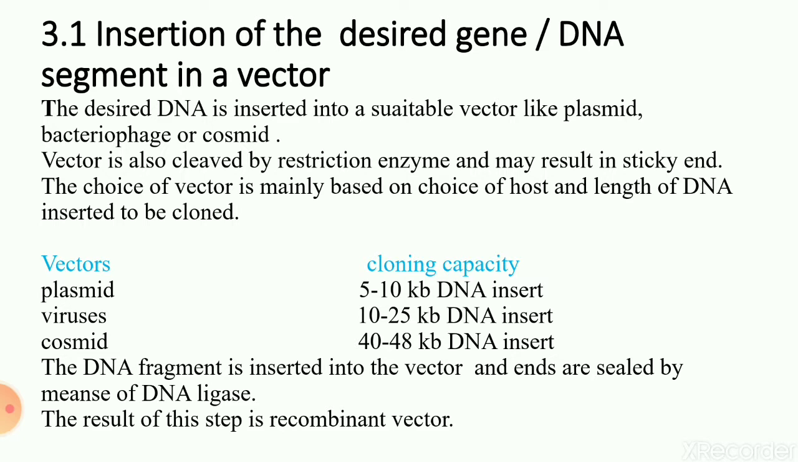Next step is insertion of the desired gene segment in a vector. The desired DNA is inserted into a suitable vector, which may be a plasmid, bacteriophage, or cosmid. The vector is also cleaved by a restriction enzyme and may result in sticky or blunt ends. The choice of vector is mainly based on the choice of host and the length of DNA to be cloned.